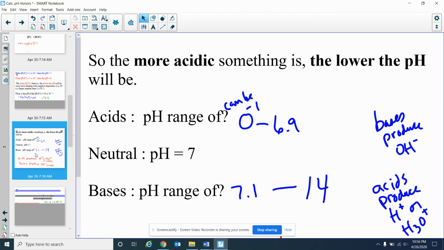So bases produce more OH minus than is in water. So their pH will be higher than 7. Acids produce more H plus or H3O plus than water. So the pH for acids will be less than 7.